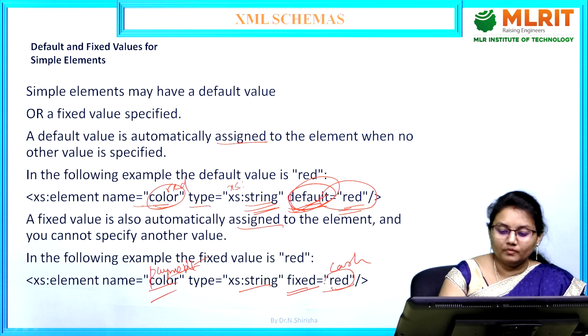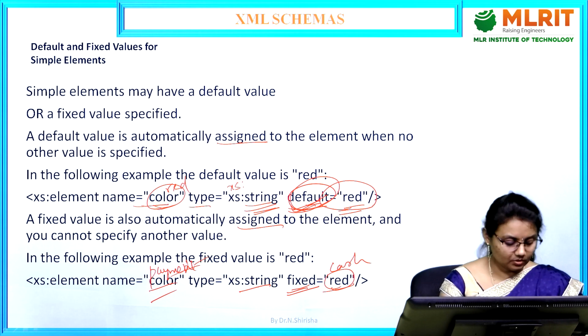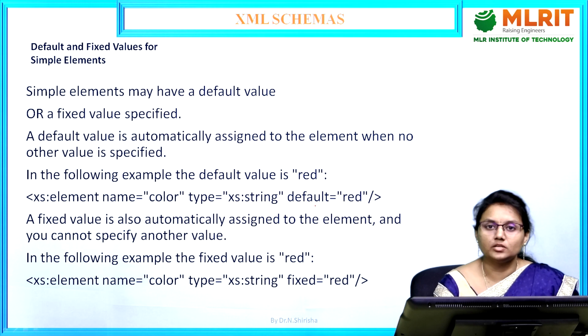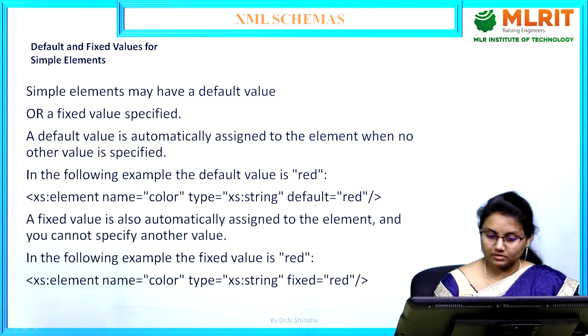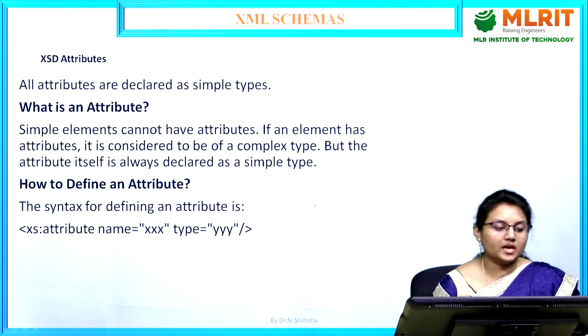Whatever the value for this type of data, default value or fixed value, that you have to pass. Whatever values you are passing for these attributes should be written in double quotations. That is the same rule for any attribute. So, in XSD, all attributes are declared as simple type.